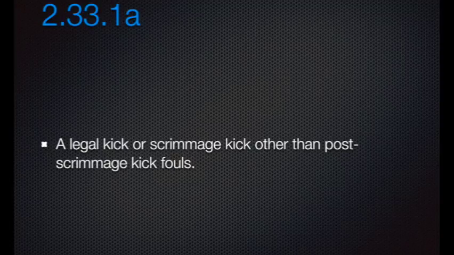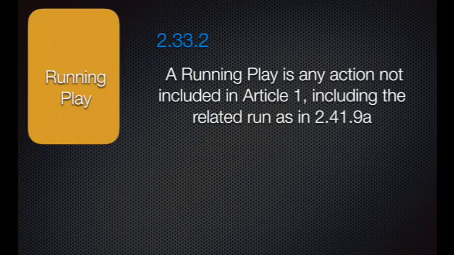2.33.1a, which we mentioned in that, is a legal kick or a scrimmage kick other than post-scrimmage kick fouls, which have their own separate penalty enforcement type. So now let's look at what exactly is a running play, and that's in 2.33.2. A running play is really simple because it's basically just anything that's not a loose ball play. So a running play is any action not included in Article 1 of 2.33, including the related run in 2.41.9a.